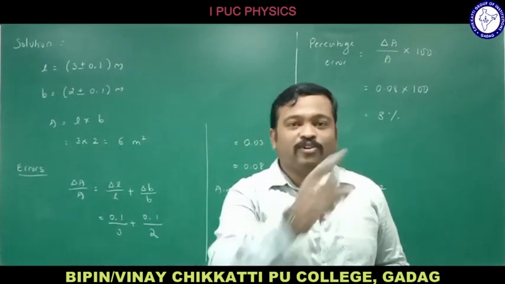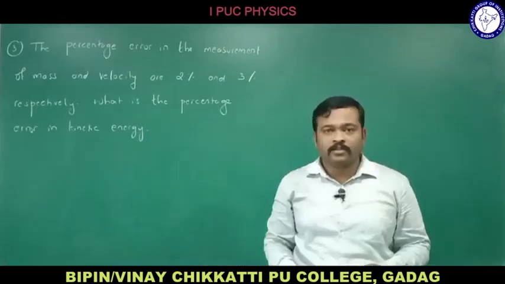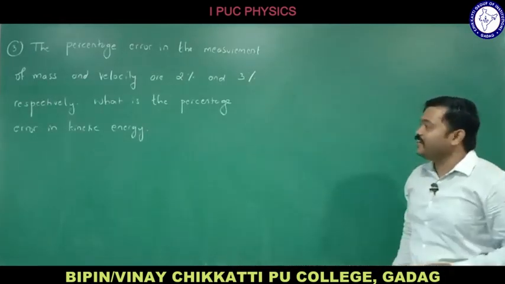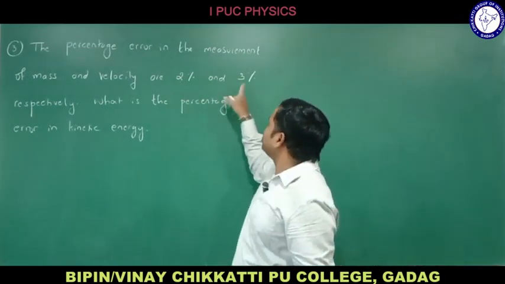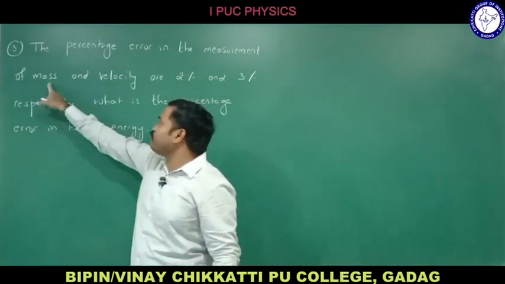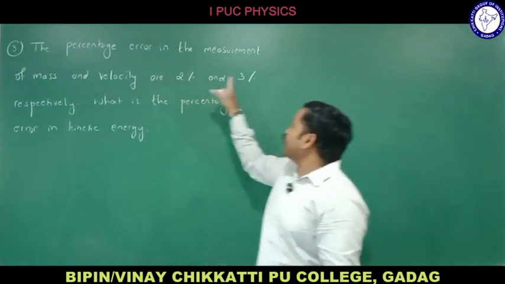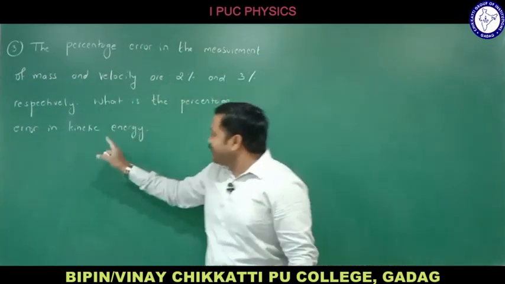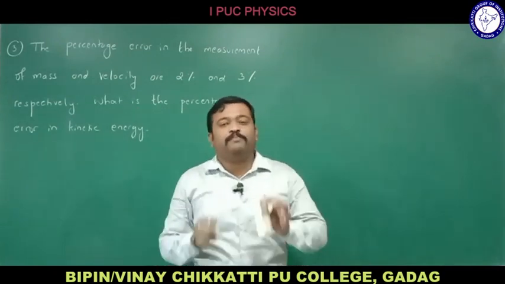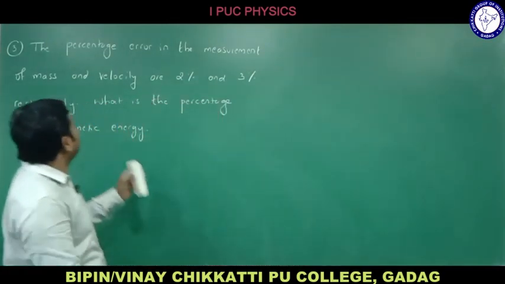Okay, now let me solve the last problem and conclude this part. The percentage error in the measurement of mass and velocity, okay, are 2% and 3%. Means the percentage error of mass is 2%, percentage of velocity is 3%, respectively. What is the percentage error in kinetic energy, right? So percentage error of mass is given, percentage error of velocity is given.